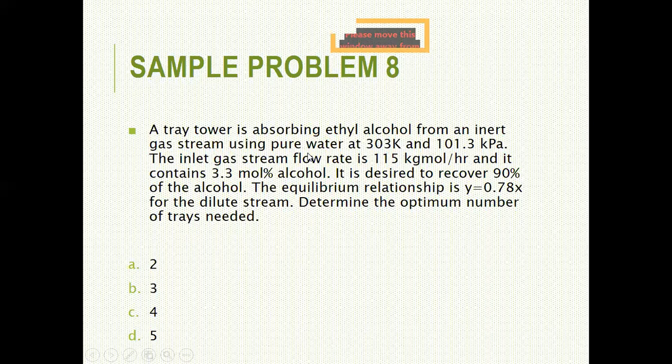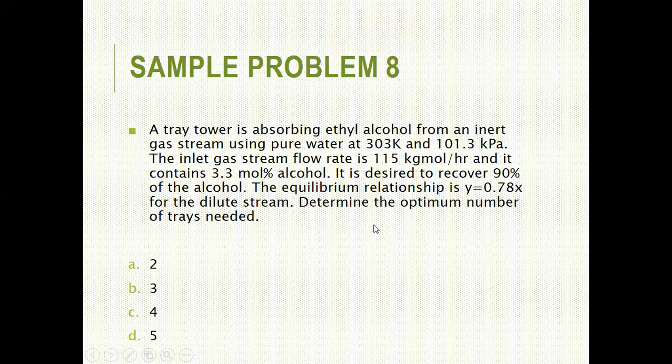So in this problem, a tray tower is absorbing ethyl alcohol from an inert gas stream using pure water at 303 Kelvin and 101.3 kilopascal. The inlet gas stream flow rate is 115 kilogram mole per hour, and it contains 3.3 mole percent alcohol. It is desired to recover 90% of the alcohol. The equilibrium relationship is y equals 0.78x for the dilute stream.